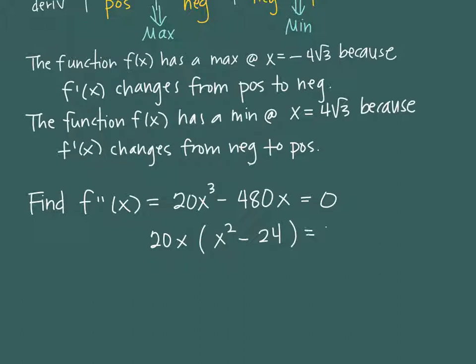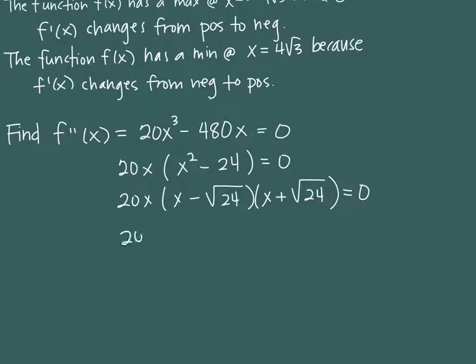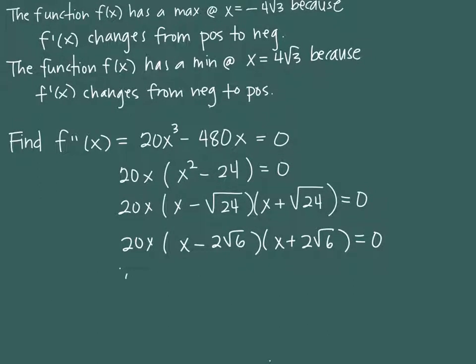24. And so when I factor, I'll have x minus the square root of 24, x plus the square root of 24. Set that equal to 0. And so then the square root of 24 is 2 rad 6. And we'll have our potential inflection points to be 0 plus or minus 2 rad 6.